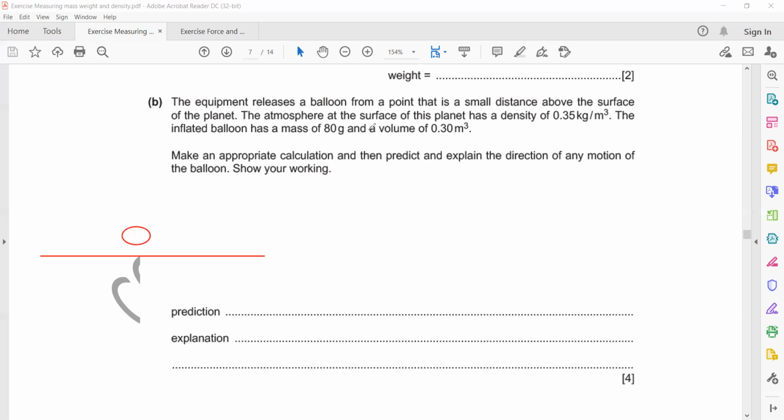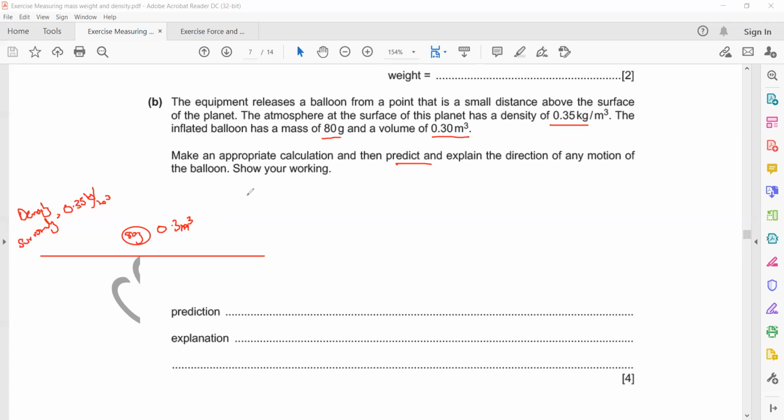The question: the atmosphere at the surface of this planet has a density of 0.35 kilogram per meter cube. So the density of the surrounding fluid is 0.35 kilogram per meter cube. The inflated balloon has a mass of 80 grams. So the mass of this balloon is 80 gram and its volume is 0.3 meter cube. Make an appropriate calculation, then predict and explain the direction of the motion.